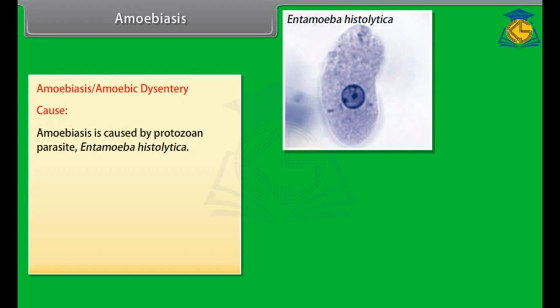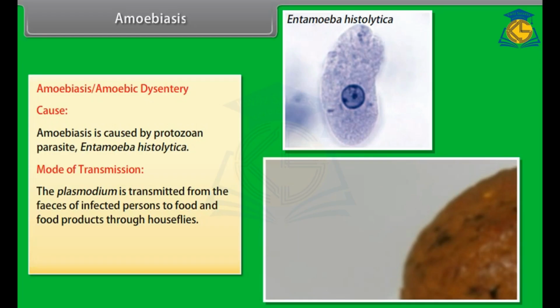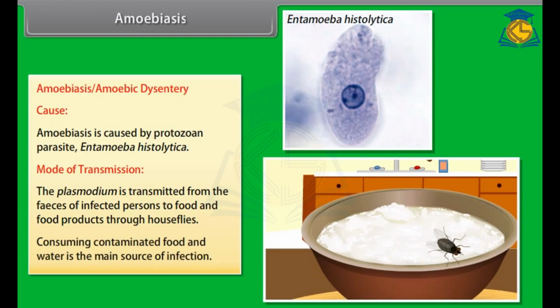Amoebiasis, or amoebic dysentery. Cause. Amoebiasis is caused by the protozoan parasite Entamoeba histolytica. Mode of transmission. The parasite is transmitted from the feces of infected persons to food and food products through houseflies. Consuming contaminated food and water is the main source of infection.